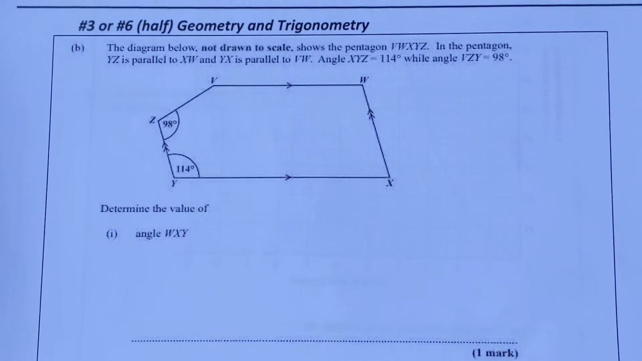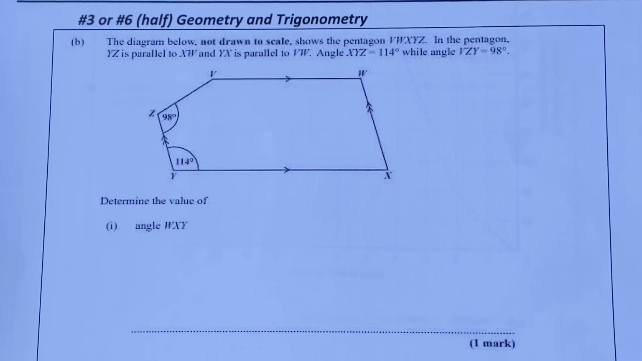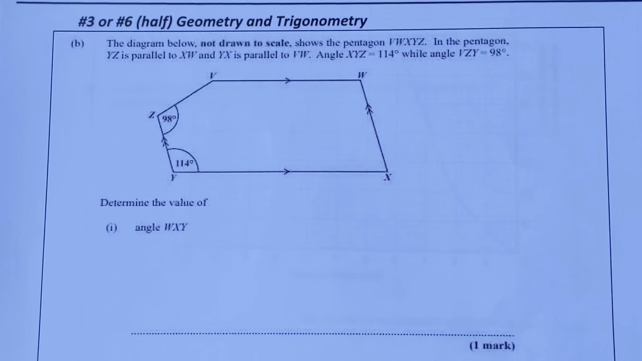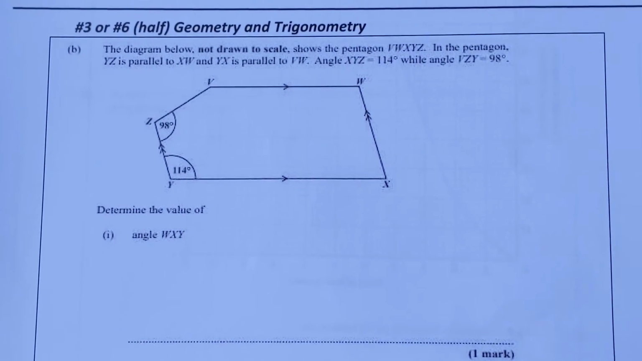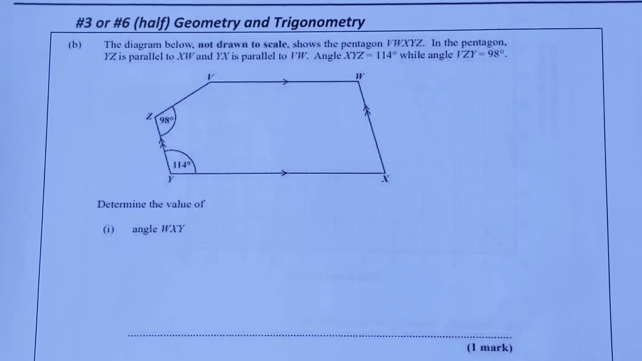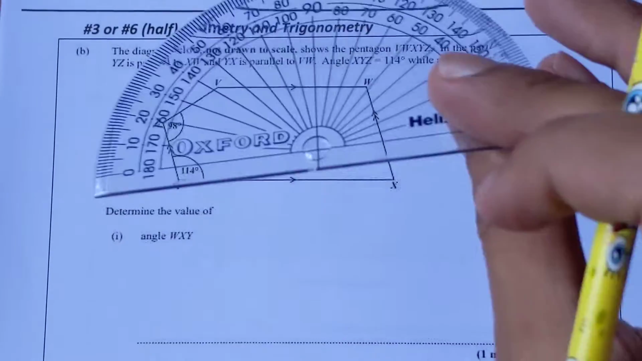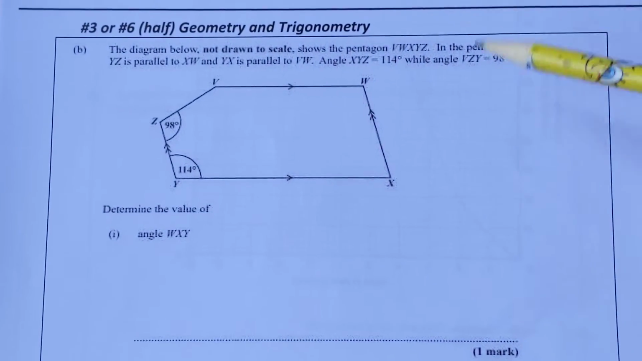Right, so this is one of the more recent geometry and trigonometry questions, either January 2021 or January 2020. I can't remember exactly the year. The diagram below is not drawn to scale, meaning I can't just take my compass and protractor and measure the angles.